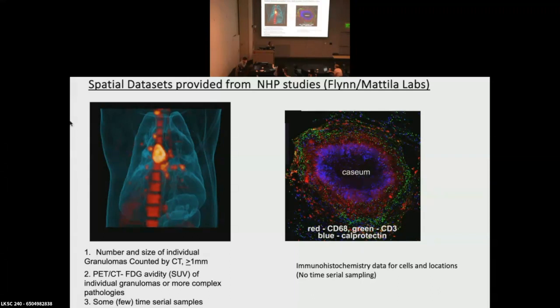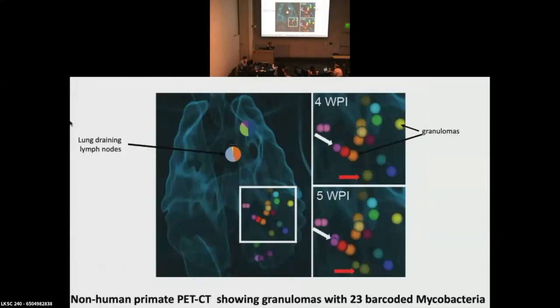You get a necropsy and you're done. One other piece of important information is that primates have more than one granuloma. And for every bacteria that you inhale, you get a unique granuloma that forms. And so you see here, we barcoded 23 bacteria, instilled them into the lungs, and we got 23 unique granulomas.